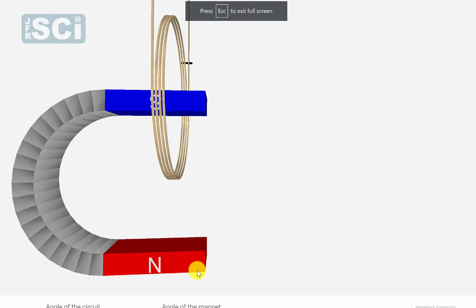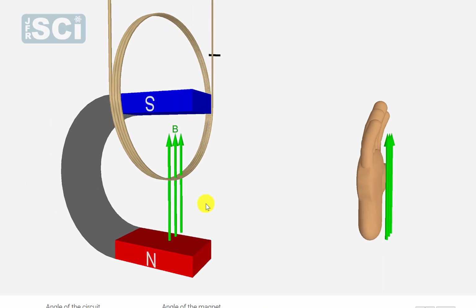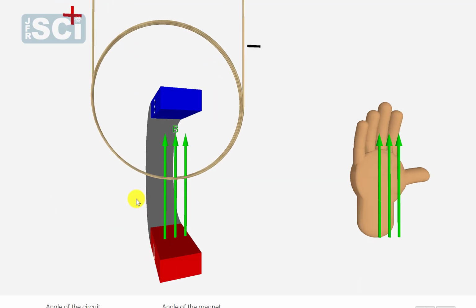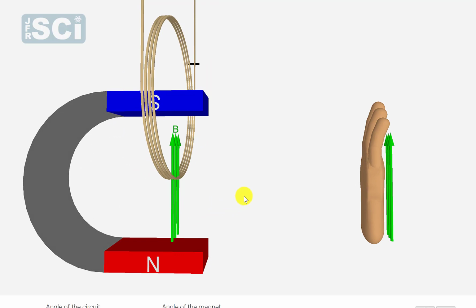So here we go. We have a loop of wire inside a permanent magnet. So this is a horseshoe magnet. So we have our north pole at the bottom, our south pole at the top, and we know that the magnetic field lines would go from the north towards the south. So you can see here, if I rotate it, that indicates our direction of the magnetic field. So it's acting from the north pole to the south pole.